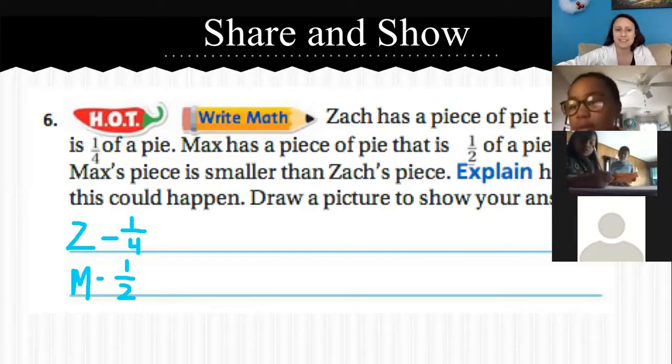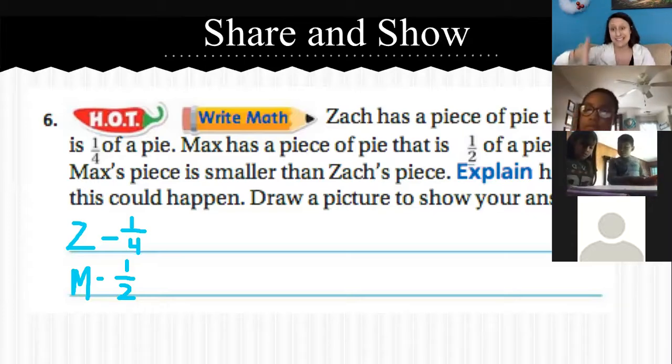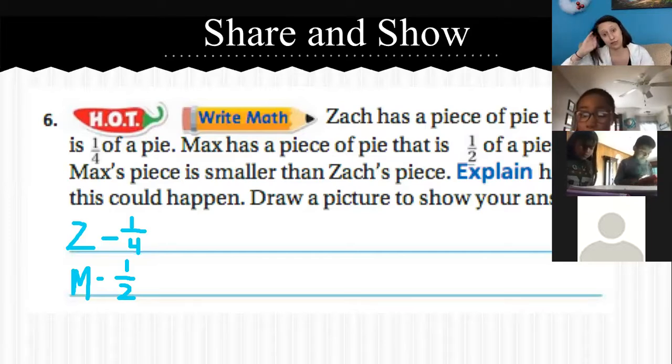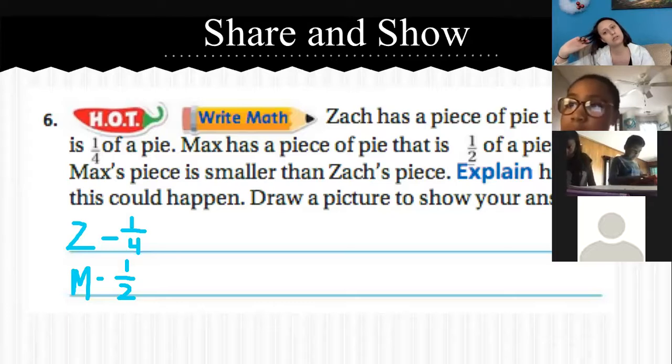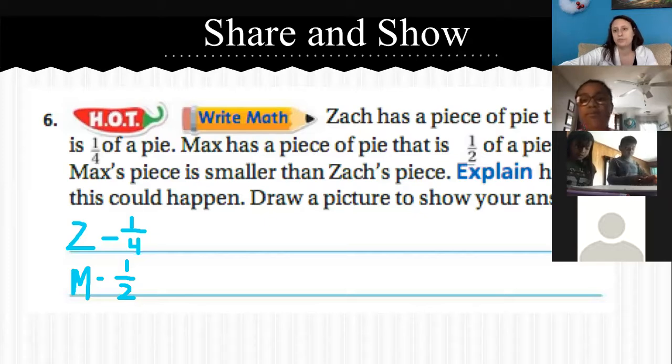So Zach has less than half and Max has exactly half. So which one do you think is going to be bigger? It says Max has a smaller piece. Is that true? Yes. No. Well, how could it be true?